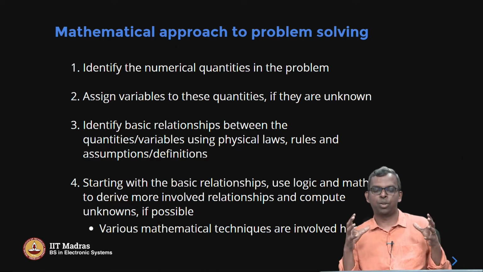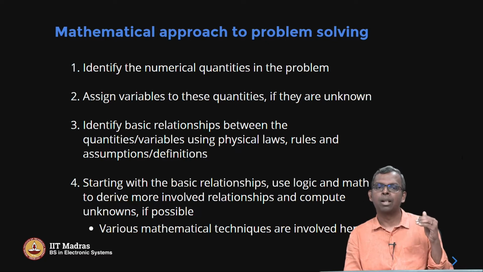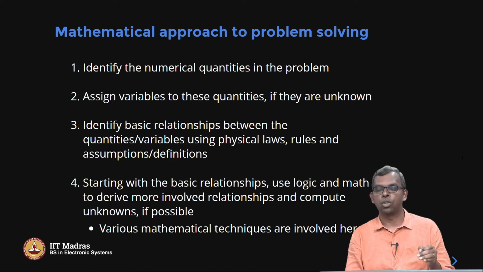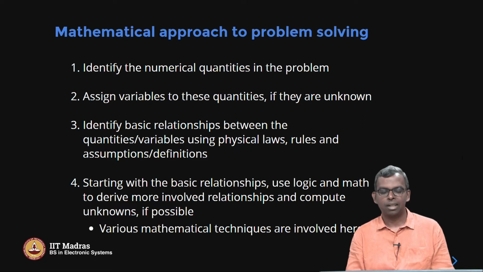Then comes the actual math behind the problem. So up to 1, 2, 3, one can argue it's mostly very basic, if at all, very basic mathematics. You're not using anything sophisticated. Now, after you've identified basic relationships, when you want to compute the unknowns, solve for the unknowns, or do some computation with all these quantities, you may have to use sound logic and techniques from mathematics. So that's where your comfort with mathematics will come in.